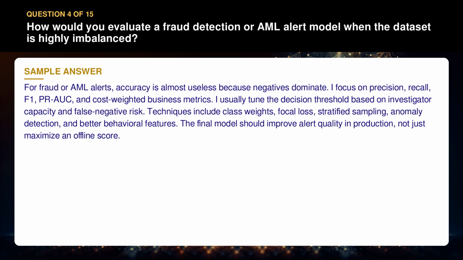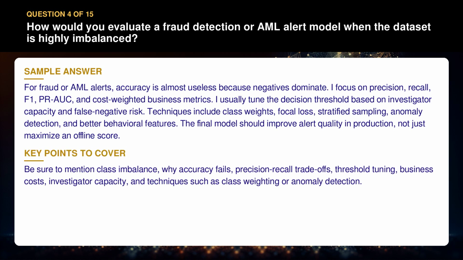Techniques include class weights, focal loss, stratified sampling, anomaly detection, and better behavioral features. The final model should improve alert quality in production, not just maximize an offline score. Be sure to mention class imbalance, why accuracy fails, precision recall trade-offs, threshold tuning, business costs, investigator capacity, and techniques such as class weighting or anomaly detection.